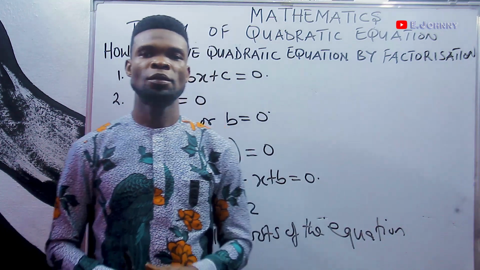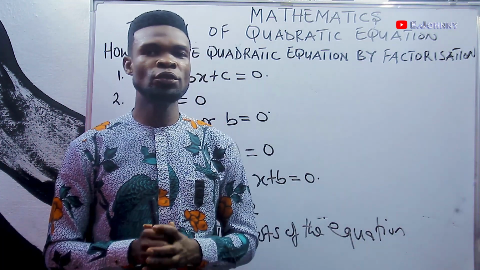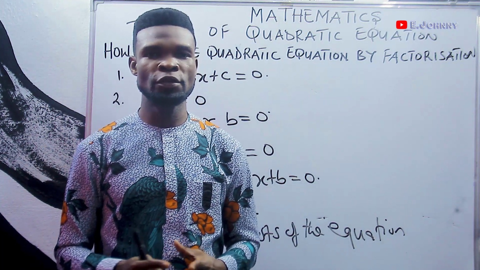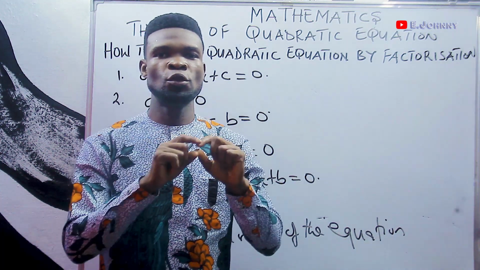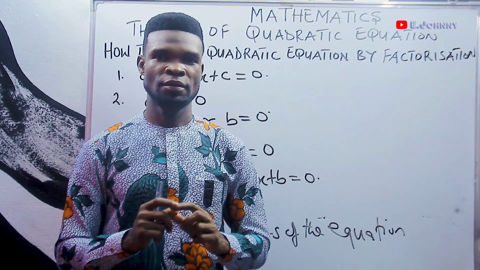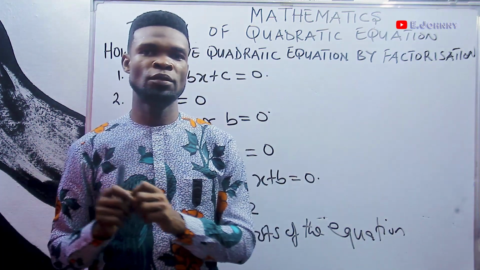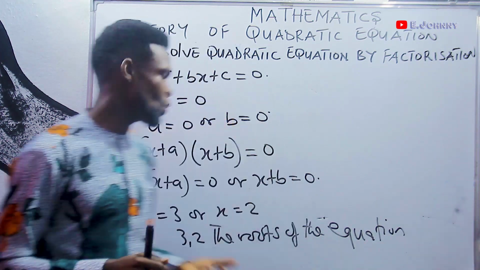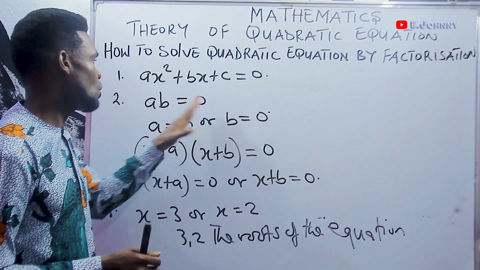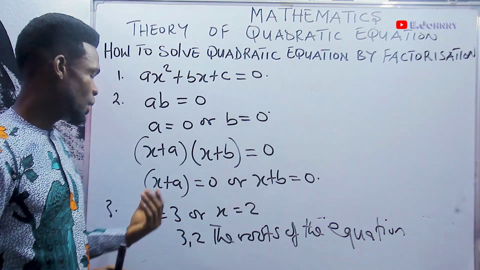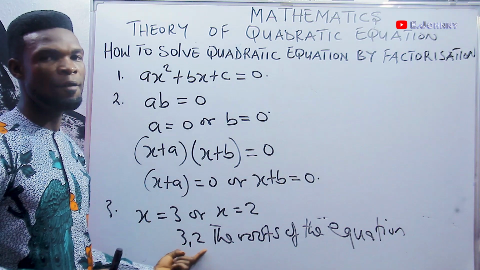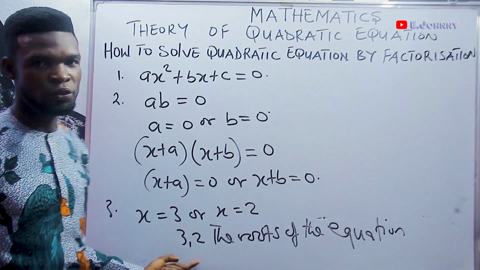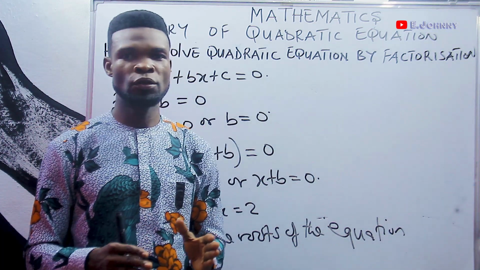In summary, a quadratic equation is an equation of the form ax squared plus bx plus c equals 0. Secondly, when you multiply two things together and it is equal to 0, then the first must be equal to 0 or the second must be equal to 0. And lastly, the answers you obtain after solving a quadratic equation are called the roots of the equation.